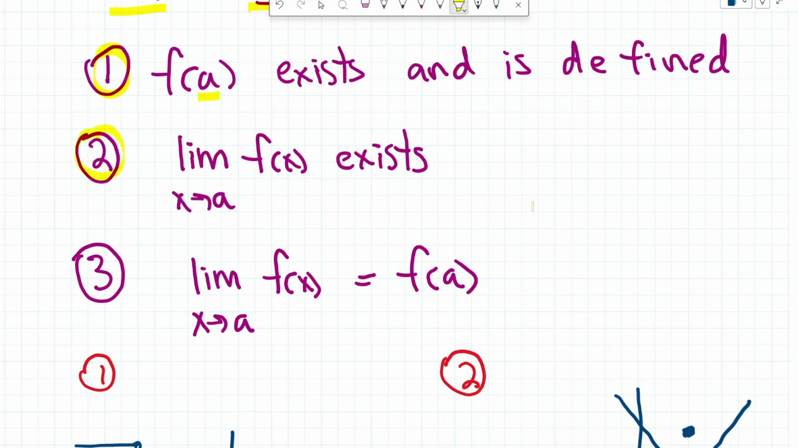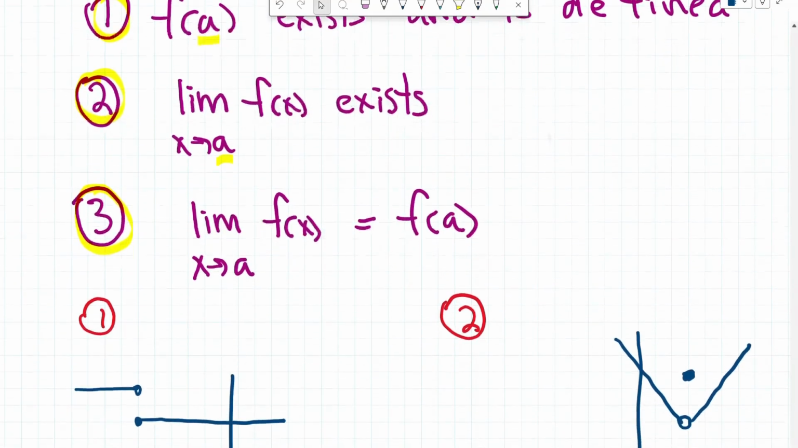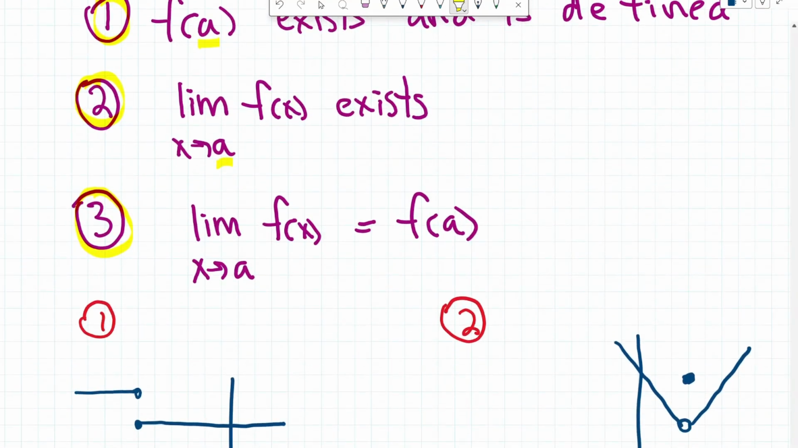Secondly, the limit as x approaches a of f of x has to exist. So recall from our video on limits that in order for a limit to exist, both the right-hand side and the left-hand side have to approach the same value and both exist independently. And the third criteria for continuity at a point is that not only does the limit have to exist, but it has to equal the value of the function at x equals a.